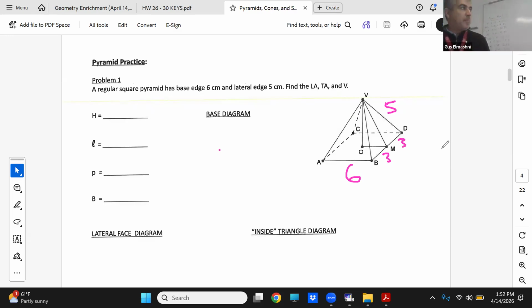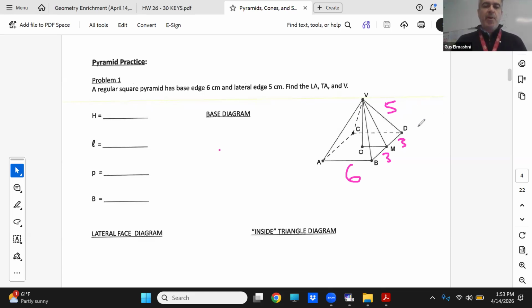By the way, how do I know that BM and MD are 3? How can I say it with confidence? It's a square, and M represents what? The midpoint, yeah. And it should be the midpoint because it's coming straight from O, and isn't O in the middle? Yeah, so that makes sense.